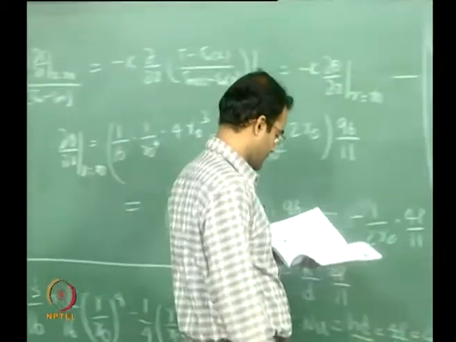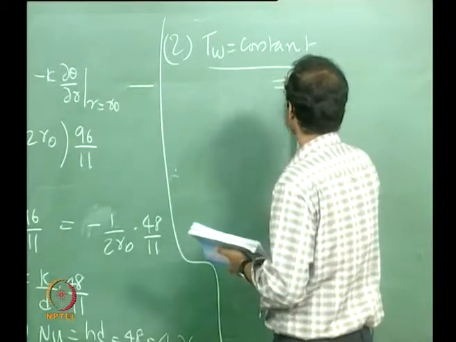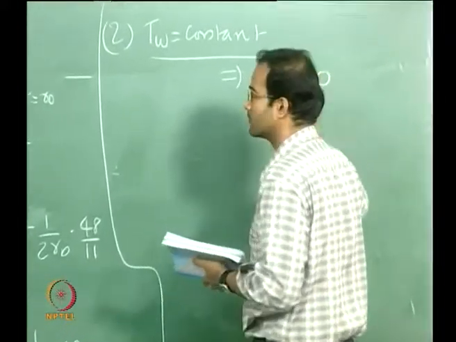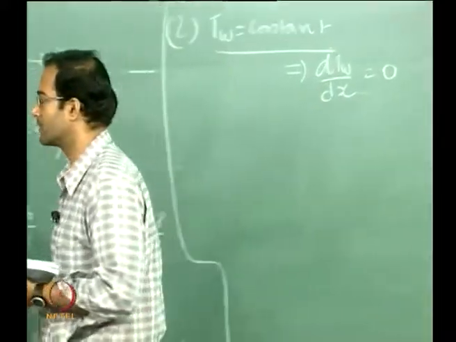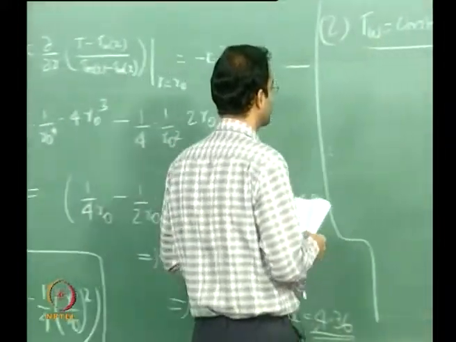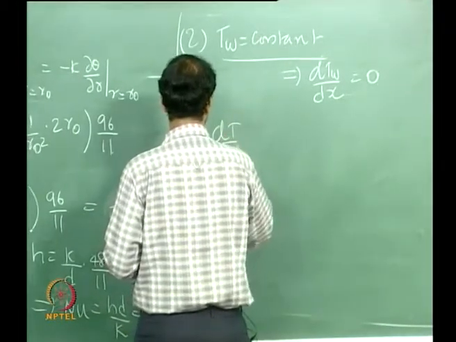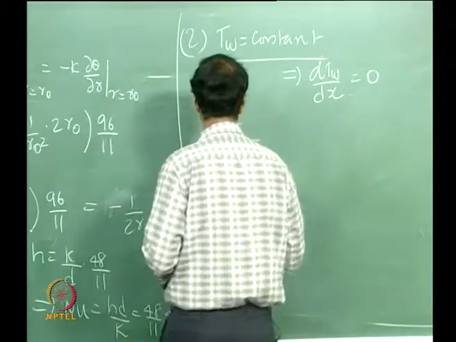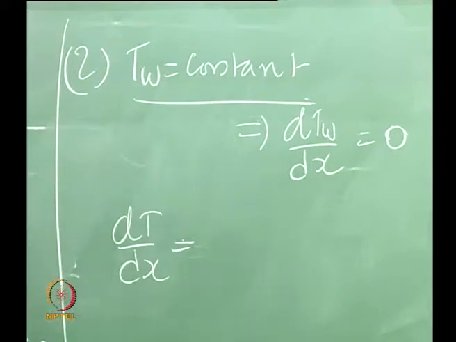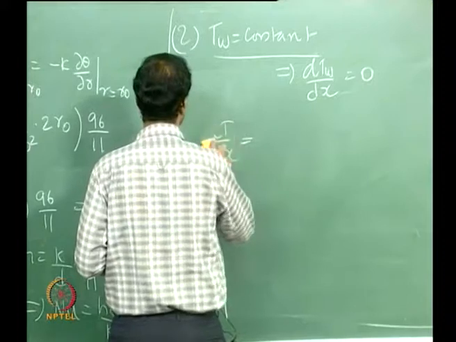Now when you look at constant wall temperature, what this means is dT_wall by dx is 0, correct. So now let us go back to our equation for dT by dx and substitute this expression. What do you get? If you substitute dT_wall by dx is 0 in that expression, yeah, correct, this will be a partial derivative, you are right.